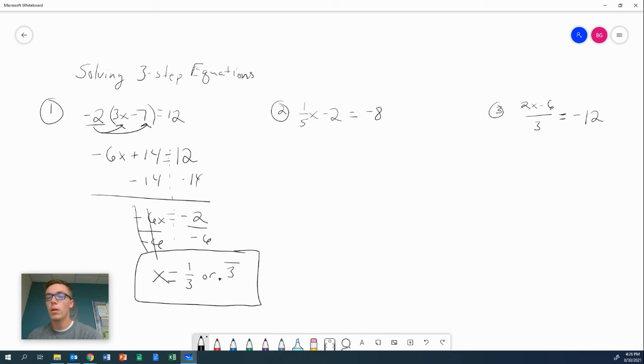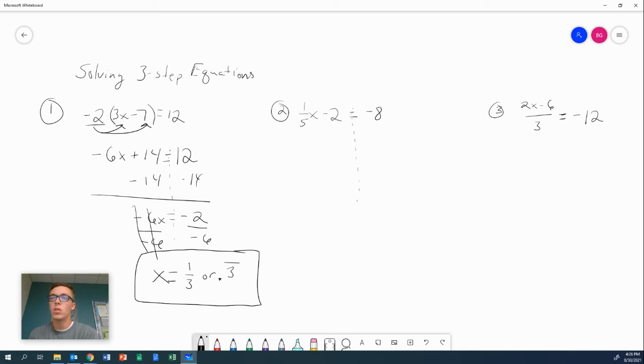All right, so problem number 2. This one here, though, we've got a fraction right away. Well, a fraction right away can be ugly, so I'm going to show you how to get rid of the fraction while solving this problem. So what we're going to do is try to get x by itself right away. I'm going to leave that 1/5 x there. Not even going to touch the fraction right now.